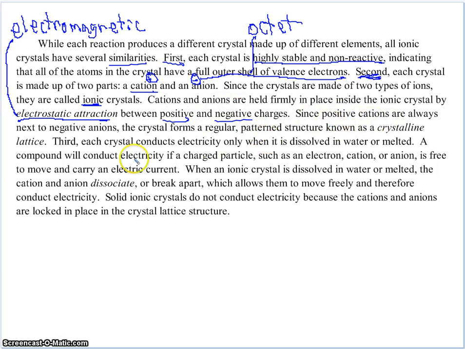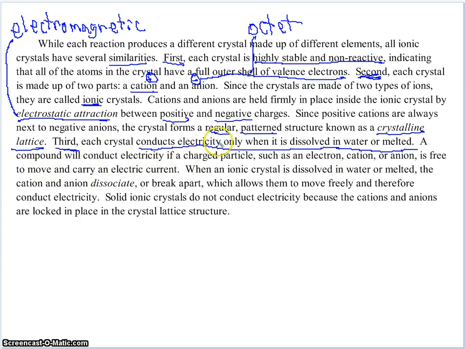Since positive cations are always next to negative anions, the crystal forms a regular pattern structure known as a crystalline lattice. I don't know what a lattice is, but I get the crystal part. So I'm just going to go with it. So crystalline lattice, okay. Third, so number 3, each crystal conducts electricity only when it's dissolved in water or melted. Okay, so conducts only when it's dissolved in water or melted.